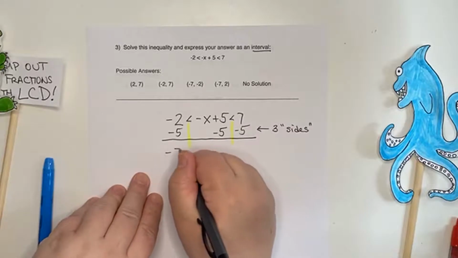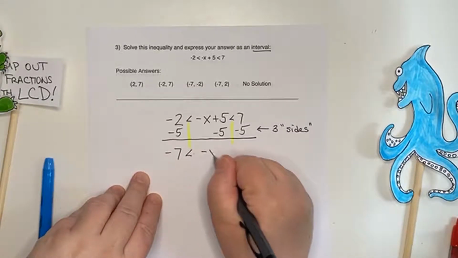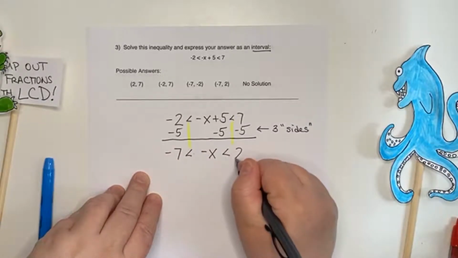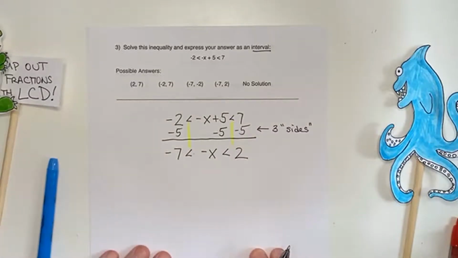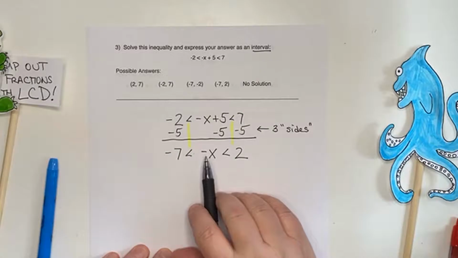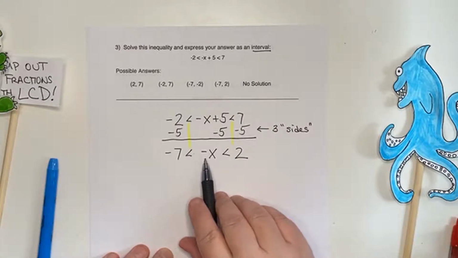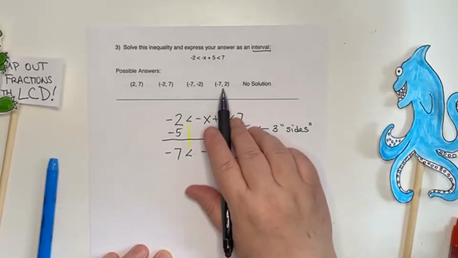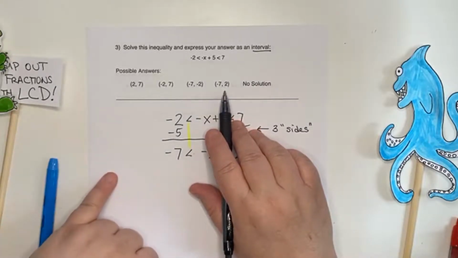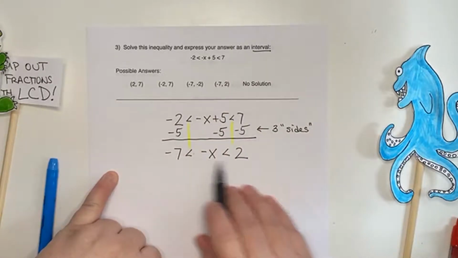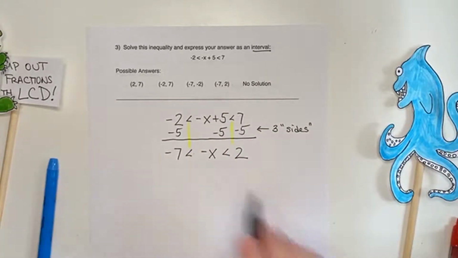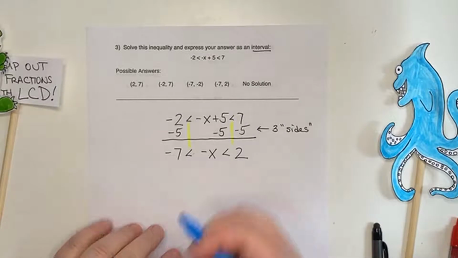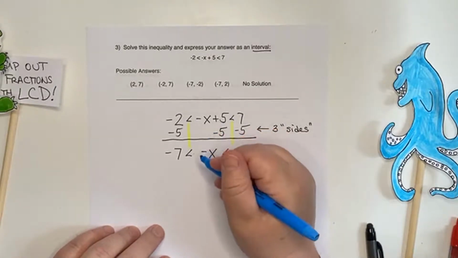So I get -7 is less than the opposite of x is less than 2. Now, if you stop there, you are going to miss the opposite sign. But notice how sneaky I am. From -7 to 2, I gave you that option. So be vigilant. Do not fall for my tricks. So what do we do now? Well, there's a minus sign right there. I got to worry about that minus sign right here.